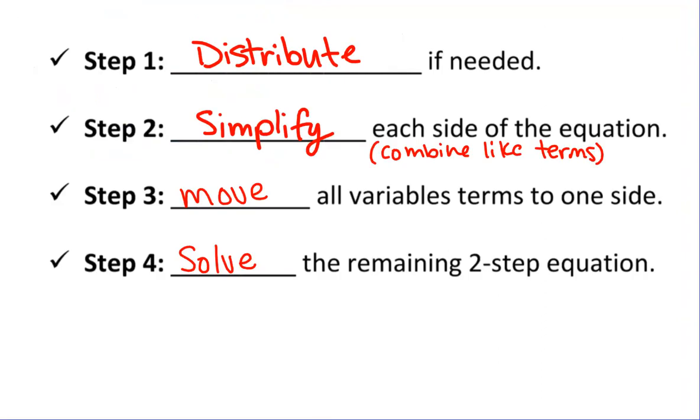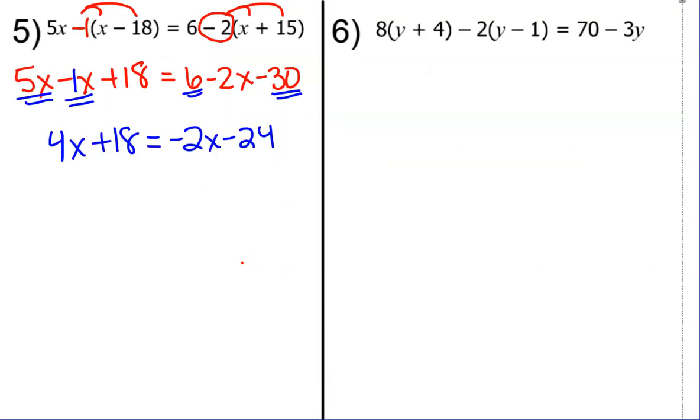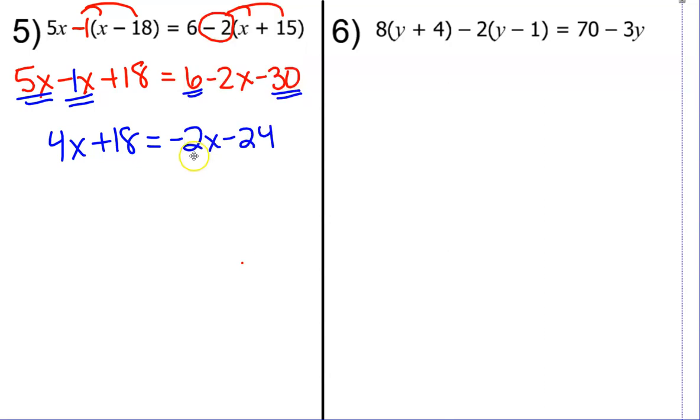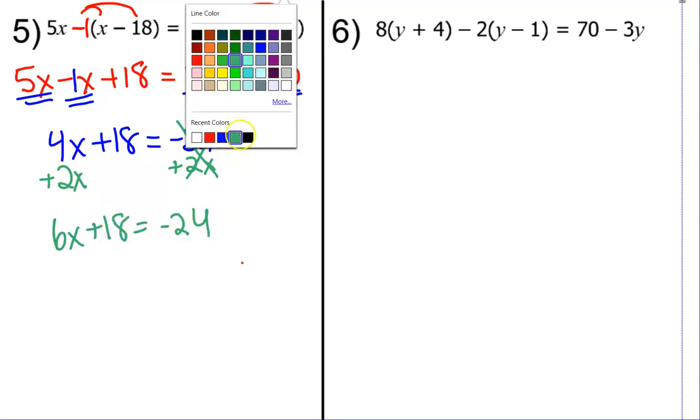Now I can go to step 3, which is moving stuff around. Okay, so I'm going to bring my variables. I like to bring my variables always to the left-hand side because I like to say x equals. So moving my negative 2x over, I'm going to do that by adding it, because again, negative 2 plus 2 gives me 0. That's how I get to remove it from this side. Keep it balanced, got to do it over here. That gives me 6x plus 18 equals negative 24.